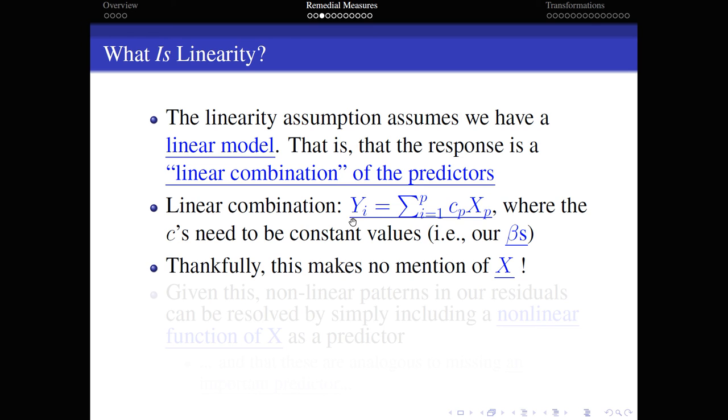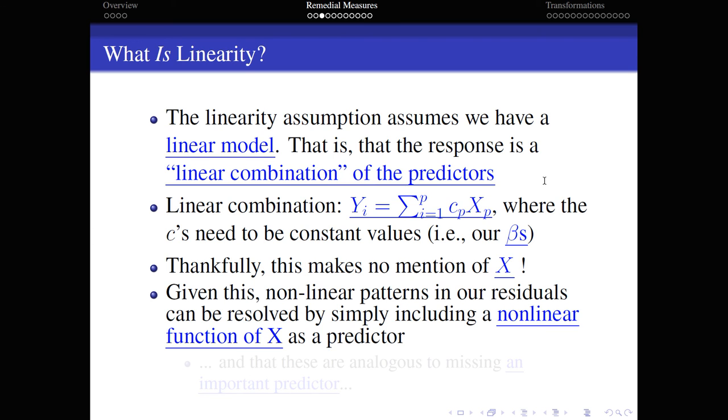Thankfully, this formula of the linear combination, which is what we need to have a linear model, makes no mention of x in terms of what needs to be linear. X could be any variable. It could be the natural log of x, it could be whatever. As long as the c's are constant values, then this counts as a linear regression. Because of this, nonlinear patterns in the residuals, we talked about some curves that can occur with the residuals, can actually be solved by introducing a nonlinear function of x as a predictor in our linear model.